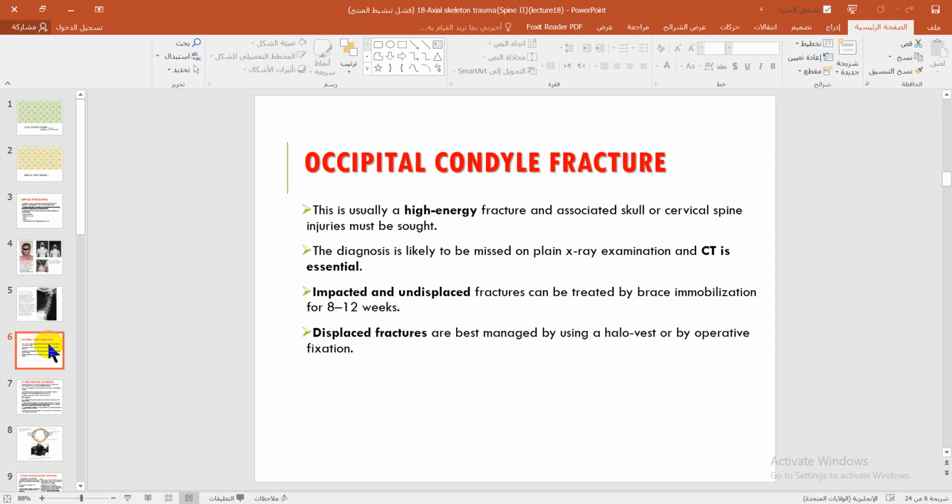Diagnosis is likely to be missed on X-ray because it is a hidden area underneath the skull. So CT scan here is essential. Impacted or undisplaced fractures can be treated by brace immobilization for about 8 to 12 weeks. Displaced fractures are best managed by using a halo vest or by operative fixation.